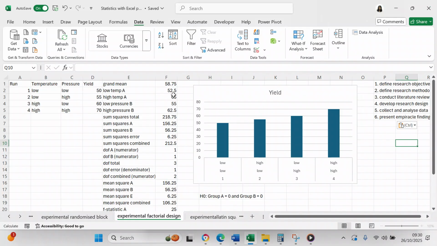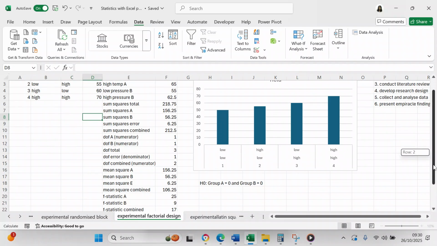So you've got a run of 1 to 4, and this looks like it's to do with machinery. And then you've got a temperature of low, low, high, high. And then you've got a pressure of low, high, low, high. And then you have a yield of 55, 50, 55, 60, and 70.